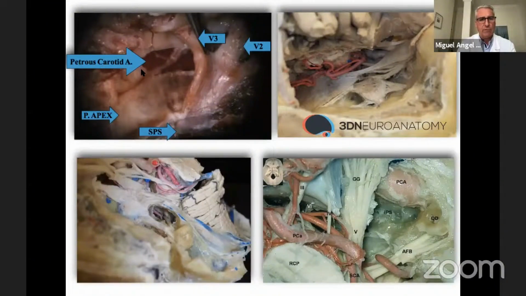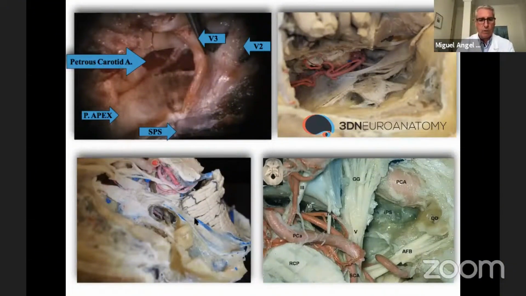Important to mention that very frequently, and as in this case, the Petrous carotid artery can have just a very thin layer only covering this Petrous segment, so we can provoke some disaster if we are not aware of that. Just top right, we can see the trigeminal ganglion, the divisions, the relationship with the cavernous sinus, and also the Petrous apex.